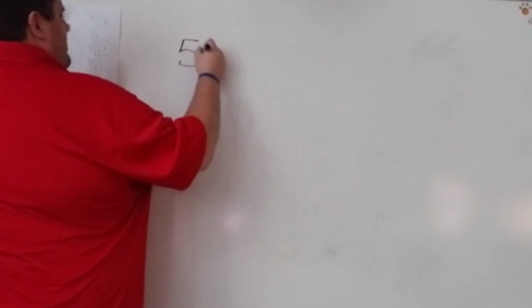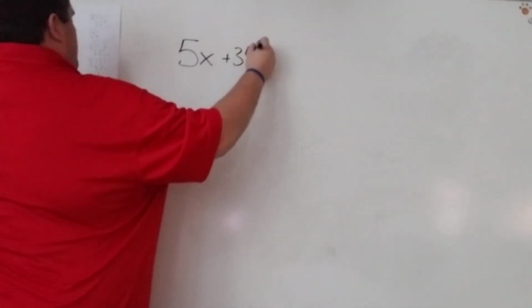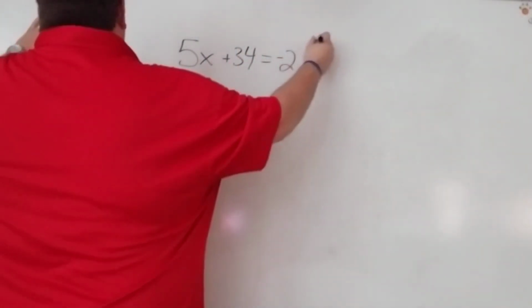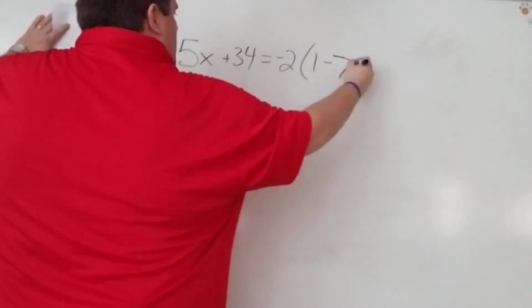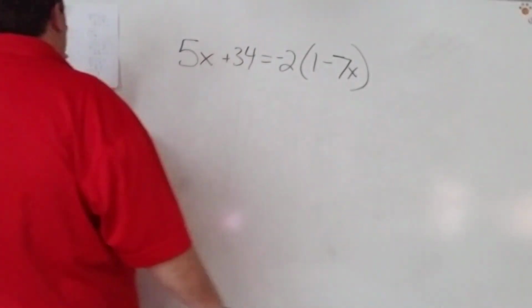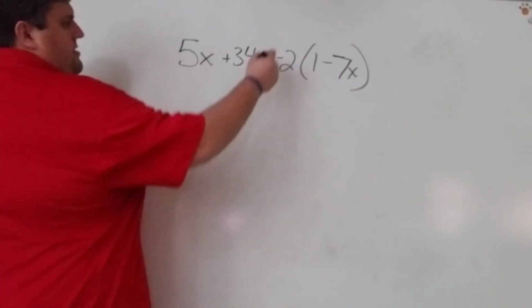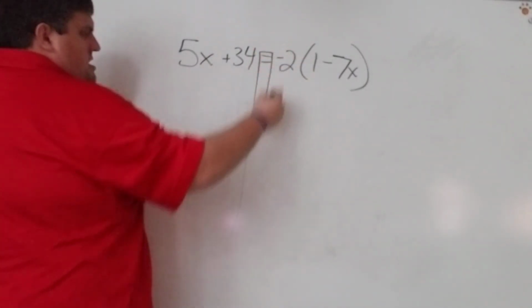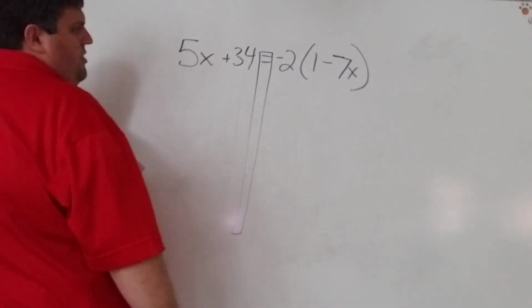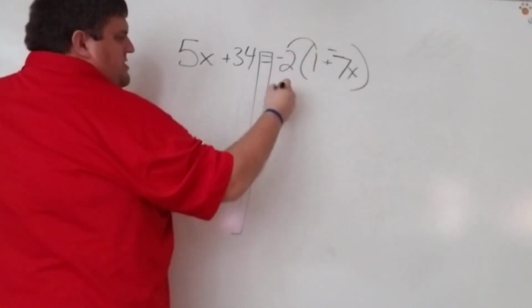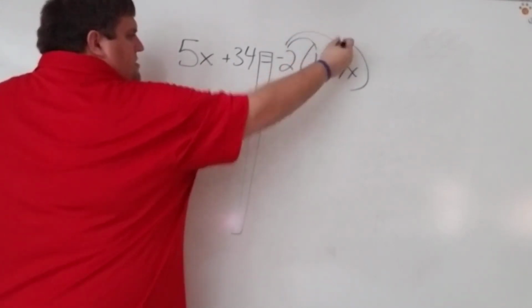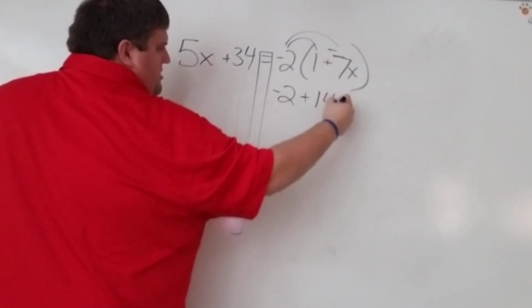5x + 34 = -2(1 - 7x). All right. So let's see, distributive property. Be careful with my signs first. Negative 2 times 1 is negative 2. Negative 2 times negative 7x is positive 14x.